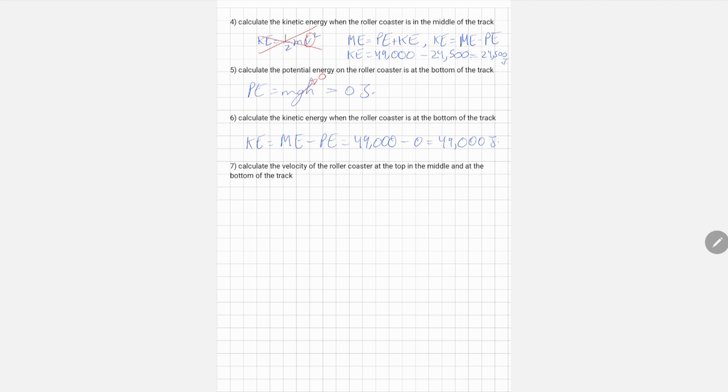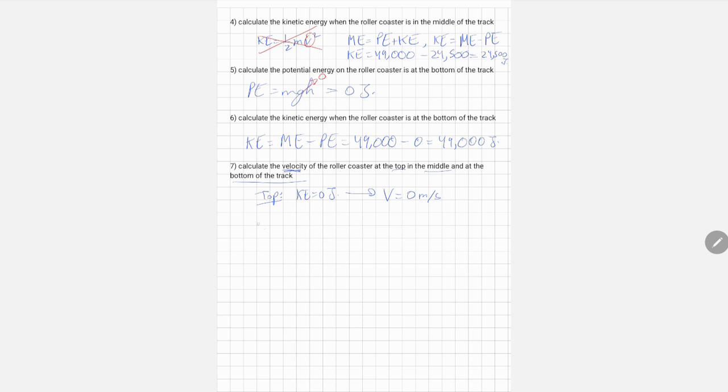Finally, we get to the last question, which is the most interesting one, really. It's to calculate the velocity of the roller coaster at the top, in the middle, and at the bottom of the track. So let's begin with the top. At the top, we remember that the kinetic energy was 0 joules. So this automatically means that the velocity was also 0 meters per second, because if you don't have a velocity, you don't have kinetic energy.